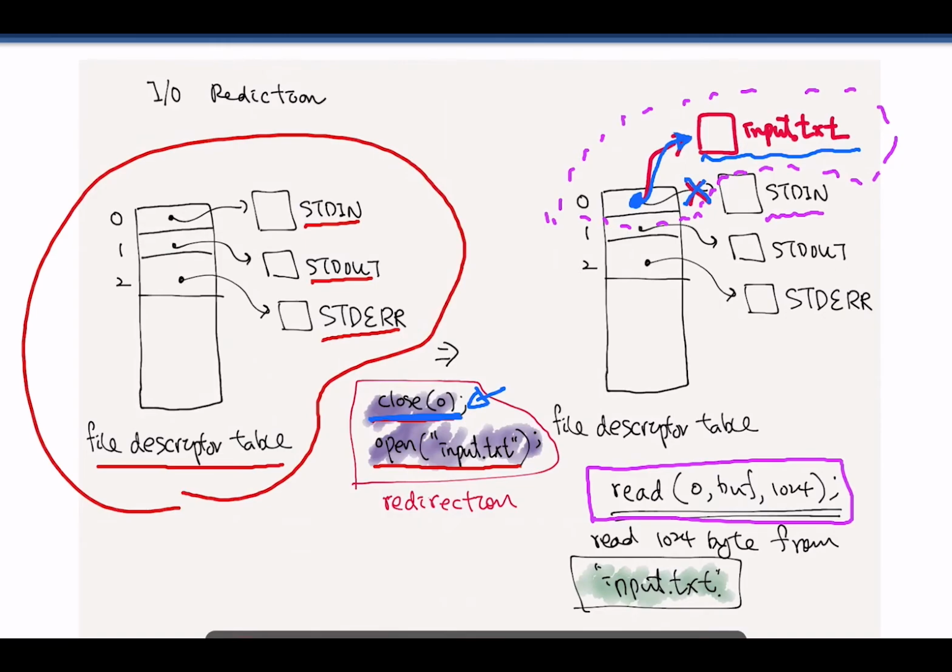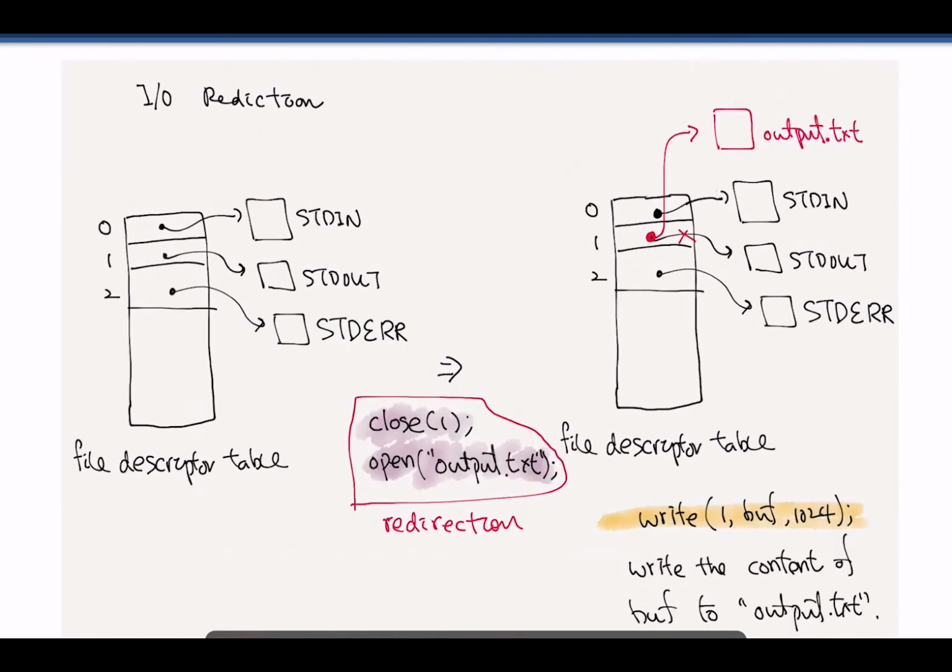So read, and you supply the first parameter as a standard input, and then you specify the buffer you want to save the incoming character string. However, if you set this function and if you call this redirection, then as a result of calling this function, you will read the stream from the file input.txt instead of reading the input from the standard input. This is another form of IO redirection.